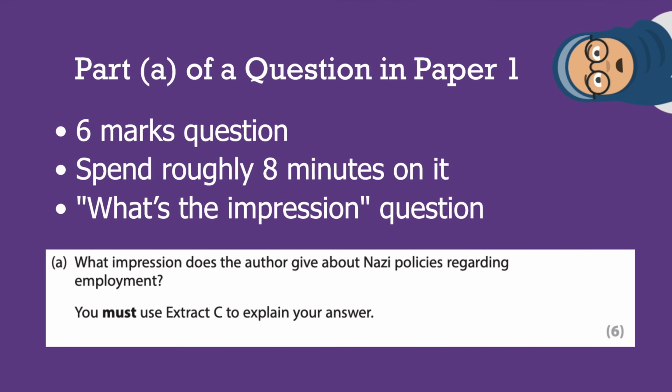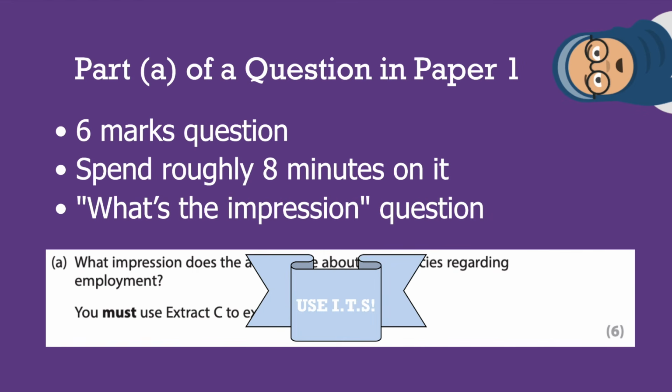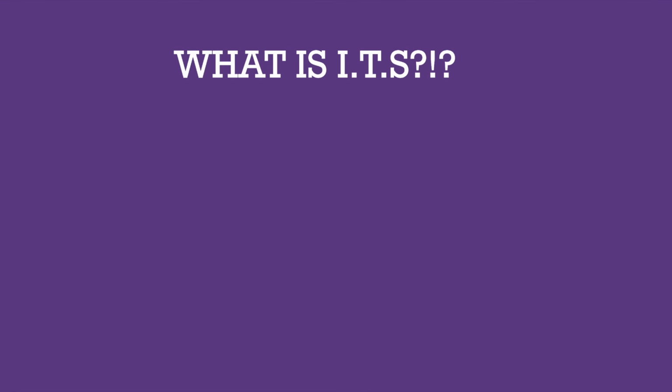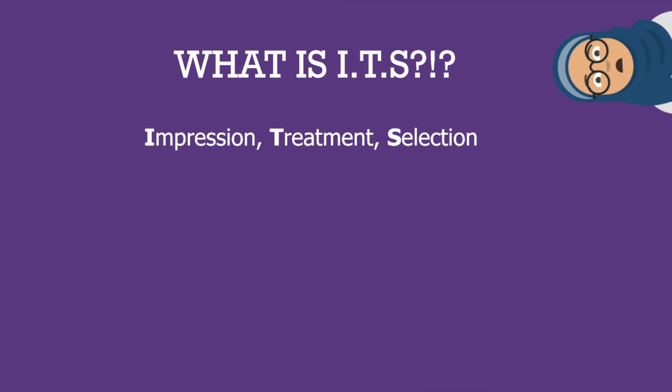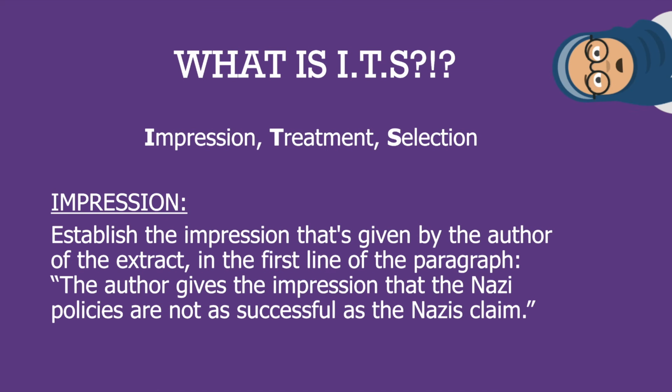Now I'm going to show you how to answer this particular question using a method which is very important and can help you quite a lot, and that is to use ITS. Now, if you don't know what ITS is, don't worry, it stands for impression, treatment, and selection. So first I'll go with impression. The impression is basically, as you might have inferred from the word itself, what the author is portraying about the topic he's talking about. So what he's trying to convey, what his feelings are on the topic that he's talking about.